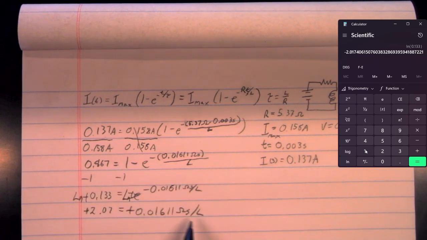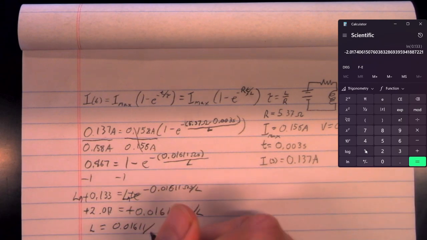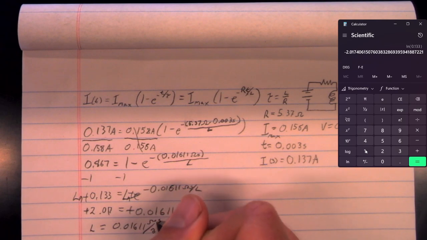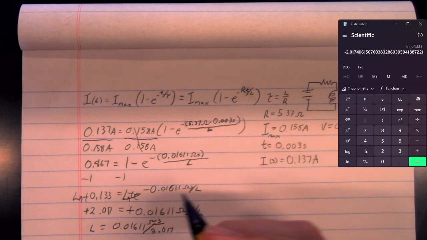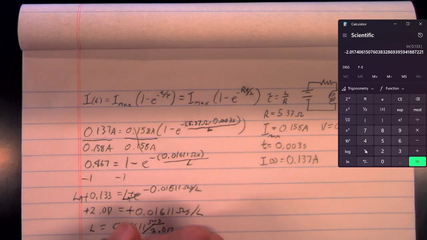So in order to find this, I'll multiply both sides by L and divide by 2.17. So that would be 0.01611 divided by 2, so this would be ohm seconds. If you hadn't figured it out yet, ohm seconds is our inductance unit of henries. So let's just do that.